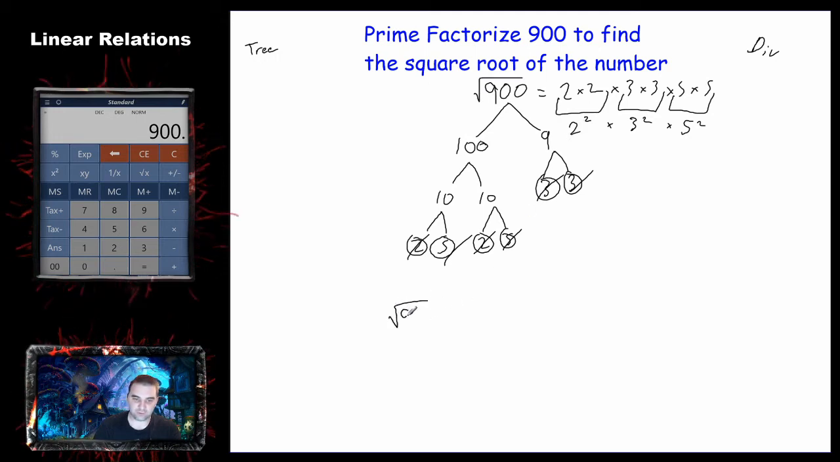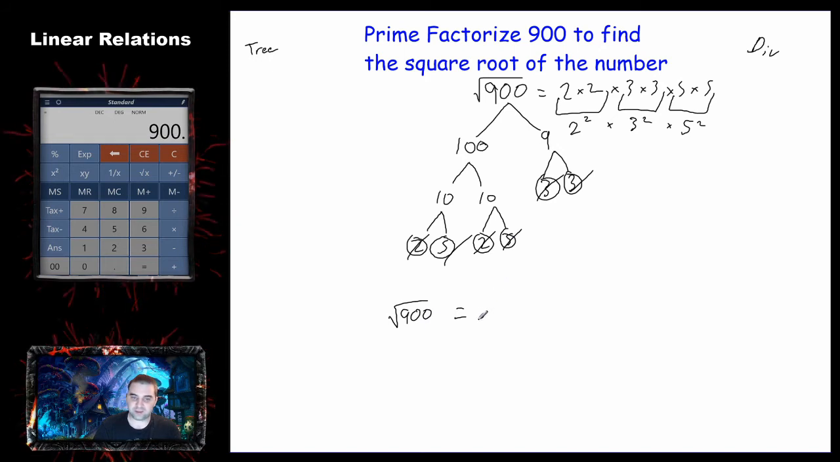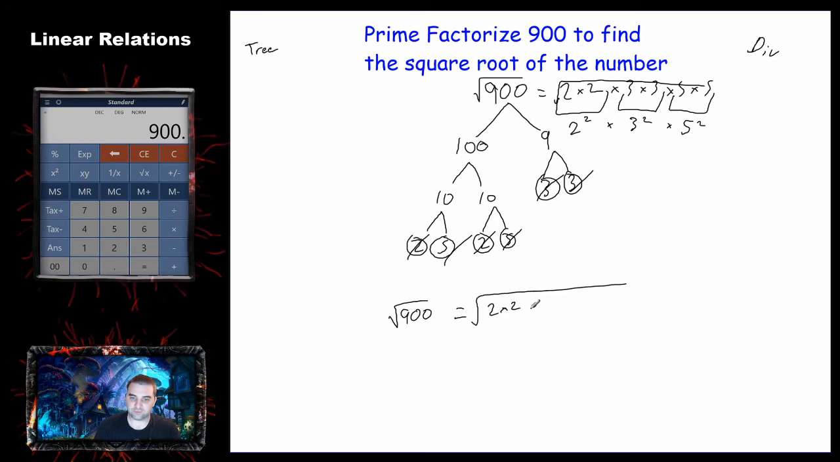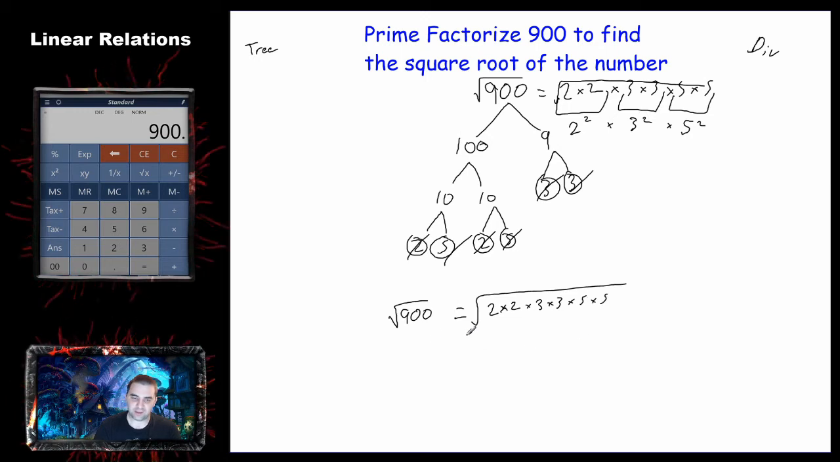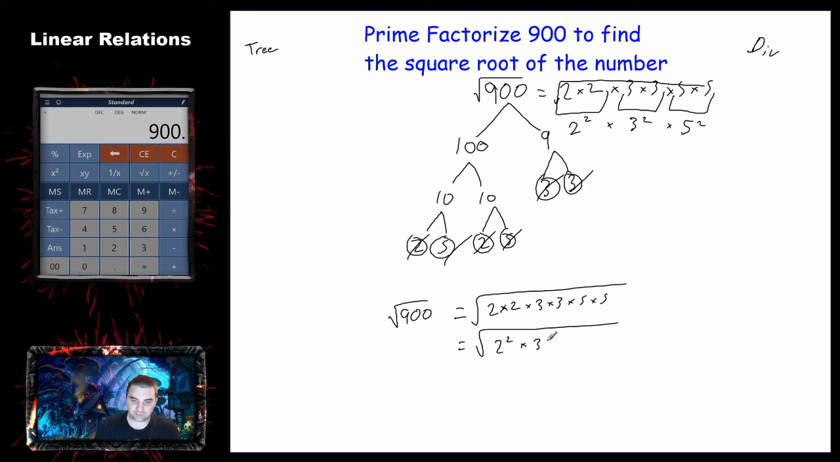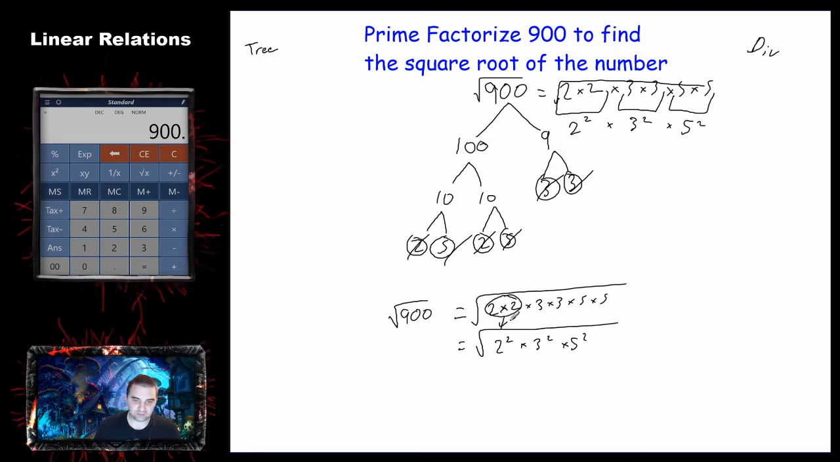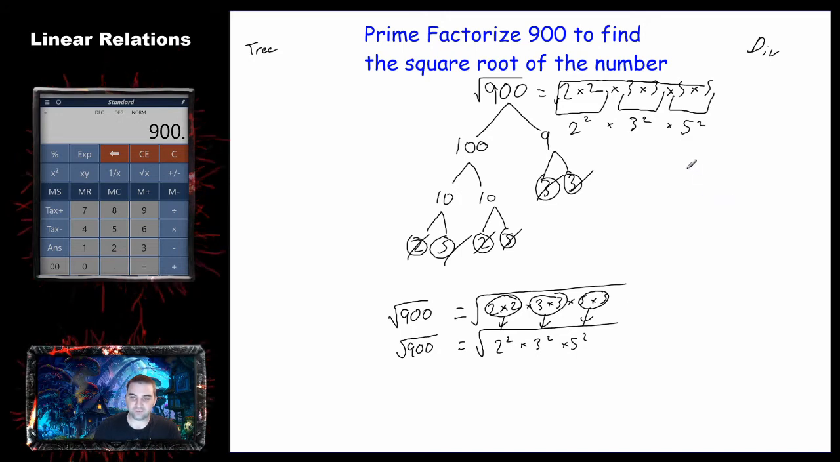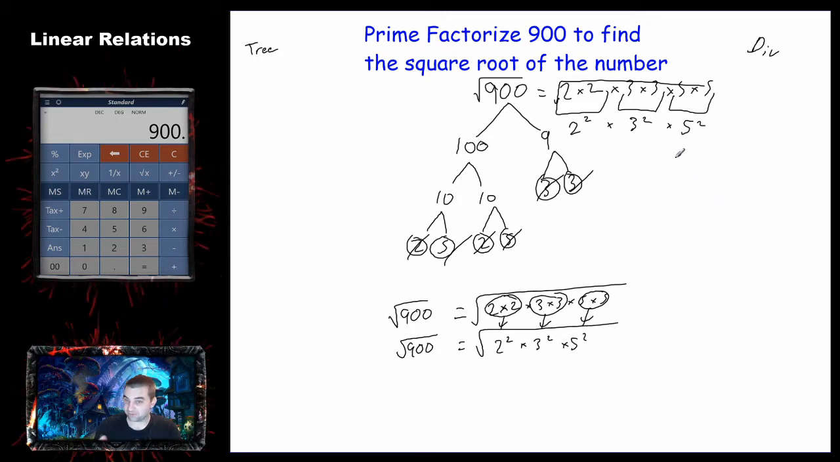So if we have square root of 900, and we said that 900 is 2 times 2 times 3 times 3 times 5 times 5, well, then the square root is also 2 times 2, sorry for my bad writing, times 3 times 3 times 5 times 5, which I also said, here's where it's interesting, 2 squared times 3 squared times 5 squared, because they're sets of 2, right? Because this turns into that, this turns into that, and this turns into that. So the beautiful thing here is that a square and a square root are opposite operations.